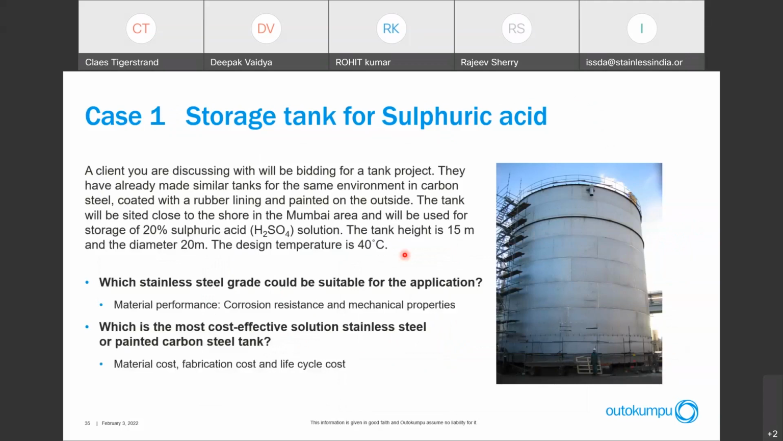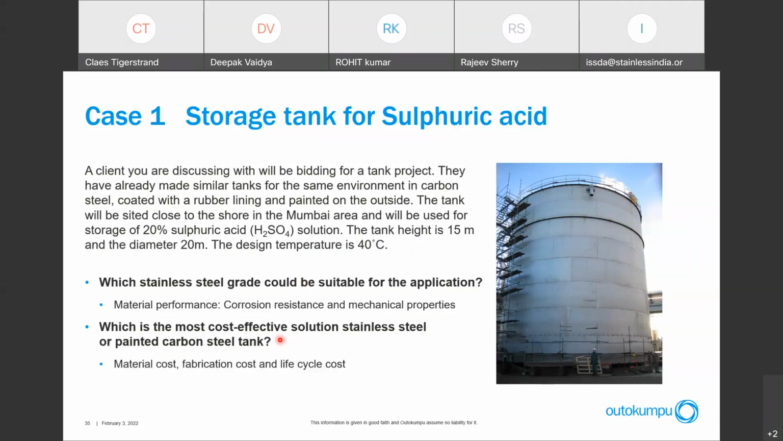So considering this case, which could be a suitable grade for this application, considering the inside, a Duplex 2205 will work fine there. Considering the outside, 2205 could be sufficient, but if it's very close to the sea, it could be that you need to go to a super Duplex as well here.